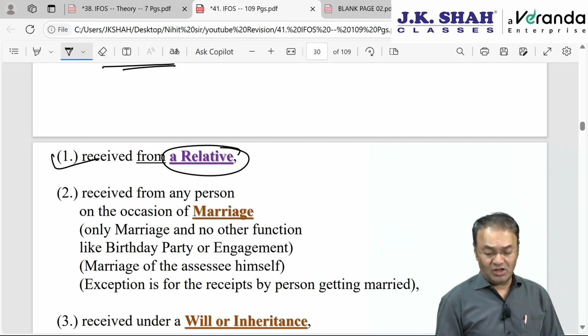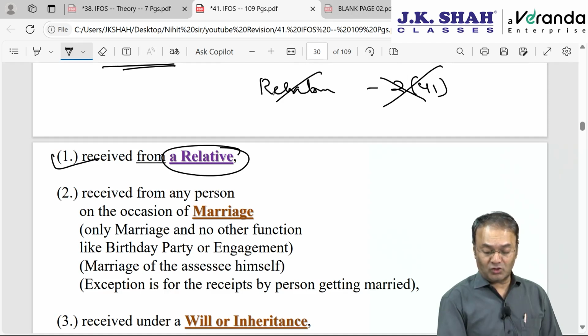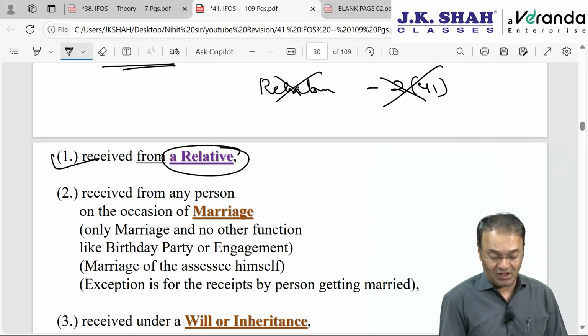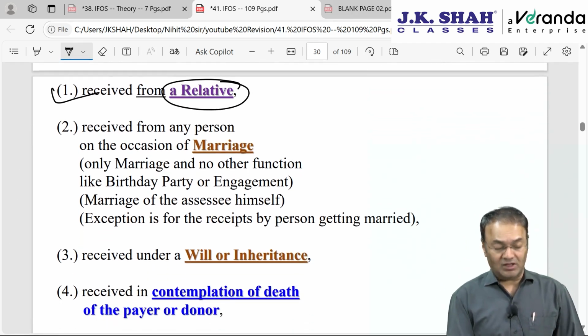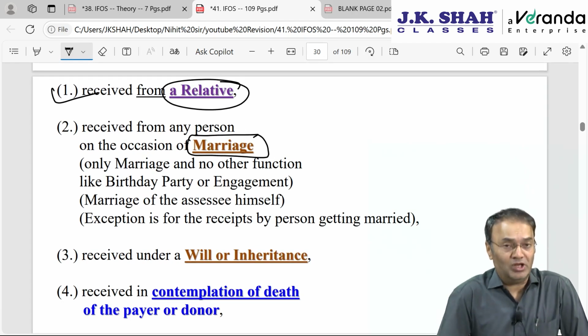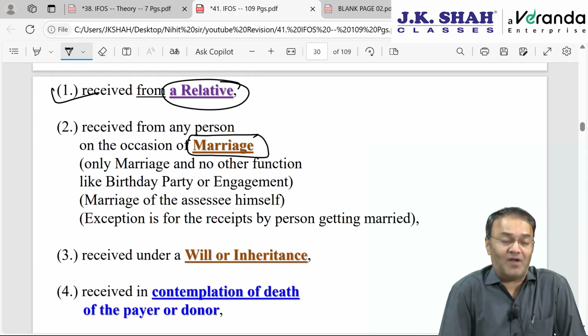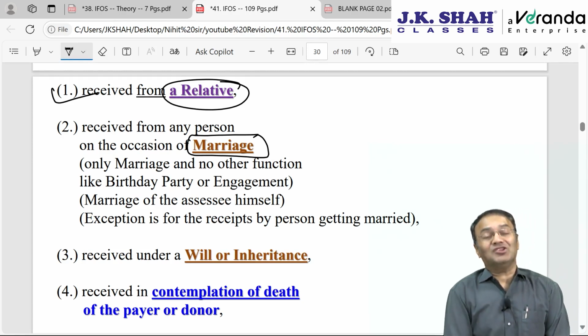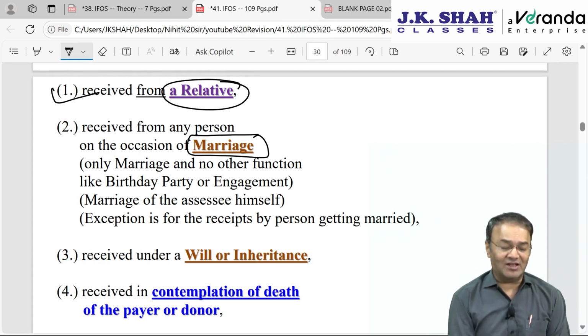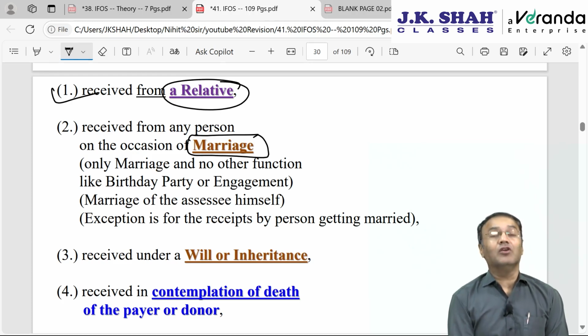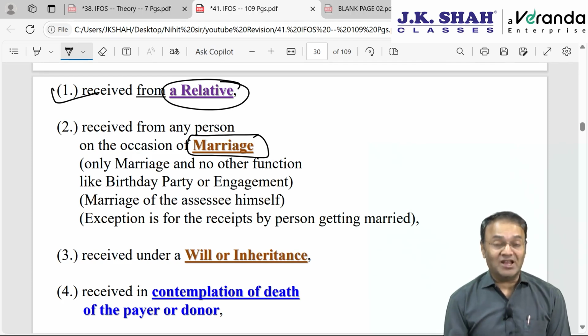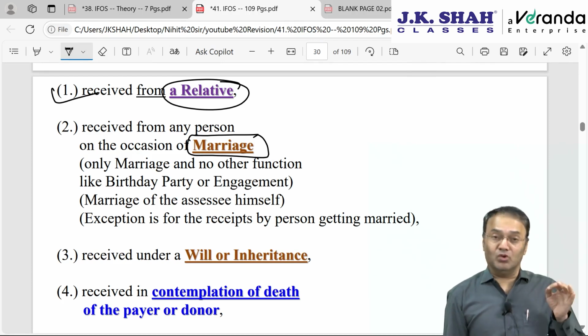That is clarified here. Normally, relative is defined in section 2 clause 41 of the Act, but that definition is not to be applied. Here relative is specifically defined. If receipt from a relative, second is receipt on the occasion of marriage. The clarification is that marriage would mean only the assessee's own marriage and not his family member's marriage, and only marriage, no other function like 25th anniversary celebration, 50th anniversary celebration, or marriage anniversary. Only marriage is covered.